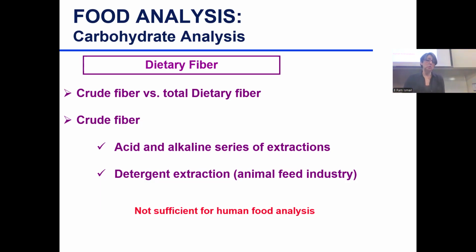But it only determines certain components, like mostly lignin and cellulose, sometimes hemicelluloses, but it won't give you pectin or other hydrocolloids, other soluble fibers. So it won't necessarily give you the entire total dietary fiber. That is why it's not used for the nutrition label. For animal feed, it didn't matter. The soluble fiber doesn't matter.